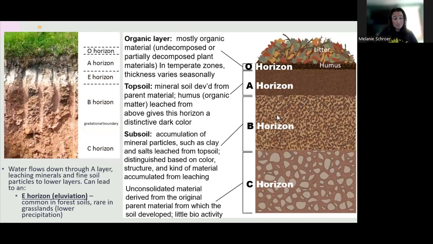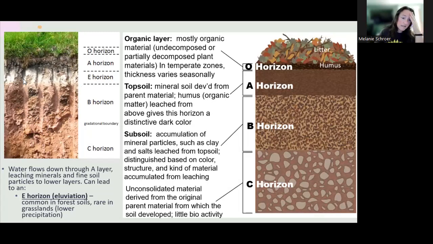E for eluviation. And so this is actually a white layer in between the O horizon, so organic, really nice and dark, and the A horizon. Okay, so here's the topsoil under the O horizon where there's still living matter and other debris, and the subsoil. The subsoil we see here is kind of orange, just like it would be in South Jersey. And so this white layer is generally present in heavily vegetated areas like forests or grasslands.